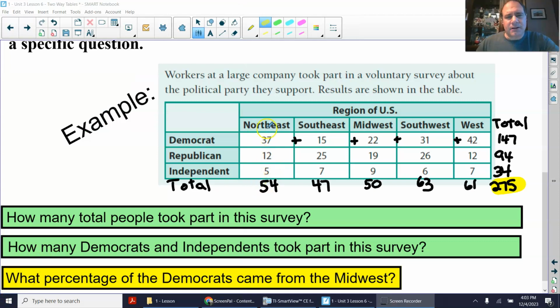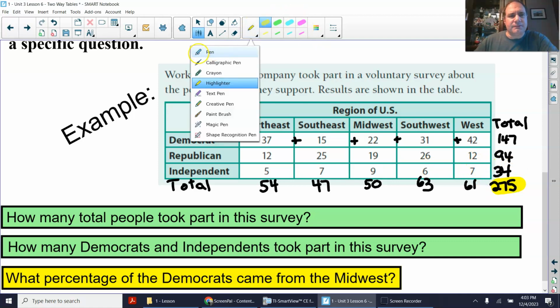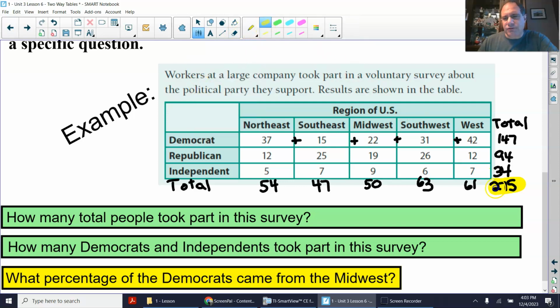So I'm going to add all of that up, and I'll put the totals down. I added up all of the columns. 37 plus 12 plus 5 is 54. 15 plus 25 plus 7 is 47. And so on and so forth. I added up all the rows. We have 200 in this spot right here. We're talking about 275 people who took part in this survey. That's the first question. How many people took part in the survey?